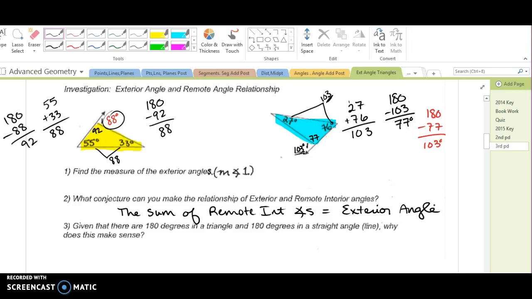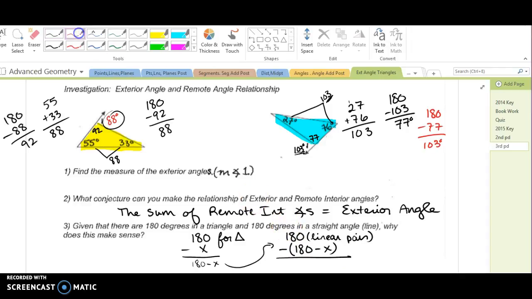Alright, given that there are 180 degrees in a triangle and 180 degrees in a straight line, why does this make sense? Well, because we were saying 180 degrees for the triangle minus, we'll call it x, gives us 180 minus x. But then we were coming over here for the linear pair and we were saying 180 for the linear pair minus (180 minus x), right? And these 180s were canceling out, and so we were having minus a negative x, or in other words, x. So that's why that works.